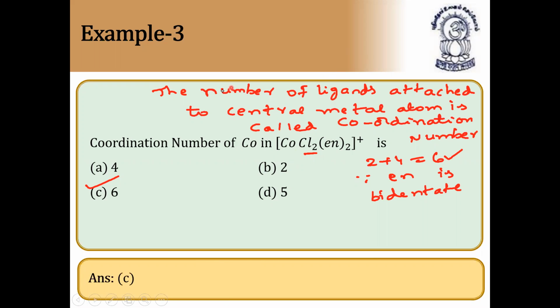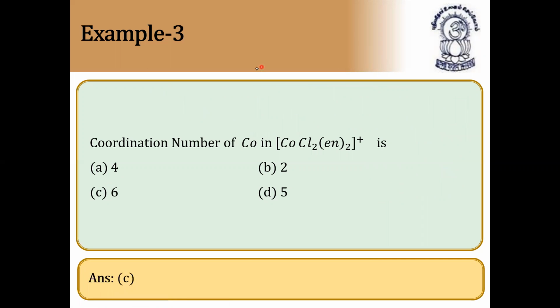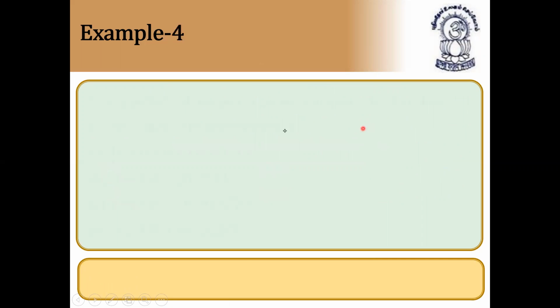Next question. Please note down in your classwork: the number of ligands attached to the central metal atom is called its coordination number. For monodentate ligands, we keep the number as it is; for bidentates, into 2. Here, ethane-1,2-diamine is bidentate, and 2 molecules are there. So 2 into 2 is 4. So 2 plus 4 is equal to 6. So this clears your explanation. We'll proceed to the next question.